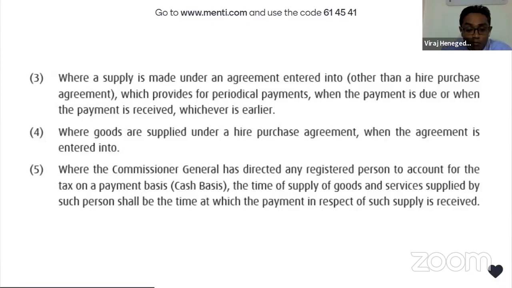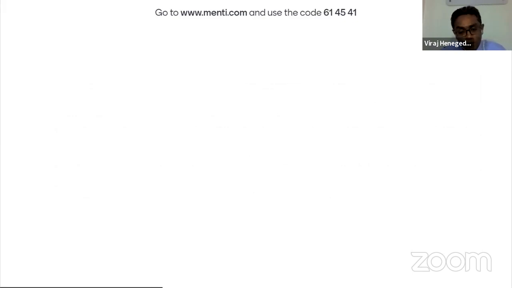And for cash basis people, the time of supply is the time the cash is received, not when the payment is due or when the supply was performed. Okay, right. So these are the basic things that you need to know. Right, we'll move to another question quickly.